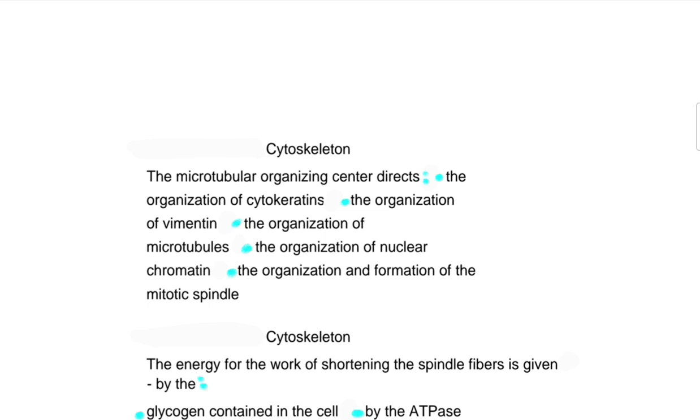The microtubular organizing center directs the organization of cytokeratins, wrong. Okay. The organization of vimentin, wrong. The organization of microtubules, obviously. The organization of nuclear chromatin, this is wrong. The organization and formation of the mitotic spindle fiber, which is right, because it's a microtubule.